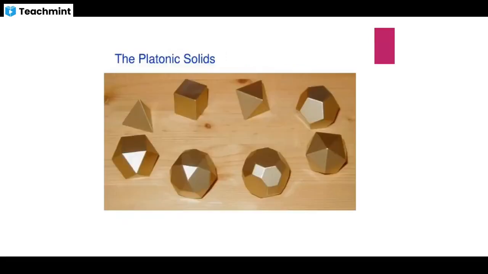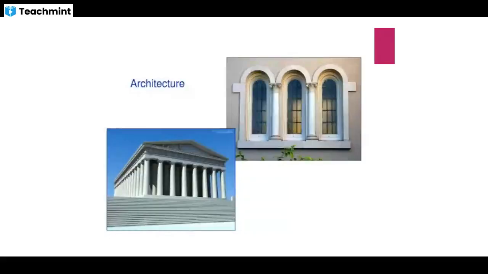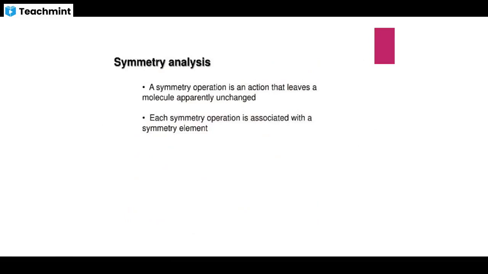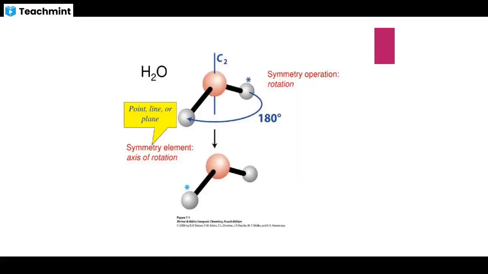So symmetries in nature, platonic solids, and some of the symmetries in architecture, photography, and artwork. The important points are, if you do a symmetry operation, the molecule should look apparently unchanged, meaning it changes but looks as such. So the structure is apparently unchanged. Each symmetry operation is associated with a symmetry element. There are only three symmetry elements: point, line, or plane. When doing the symmetry operation, the center of mass of the molecule should be unchanged.